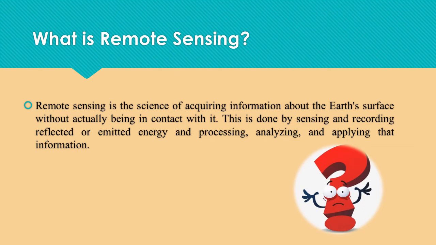What is remote sensing? Remote sensing is the science of acquiring information about Earth's surface without actually being in contact with it. And how is this done? This is done usually by sensing and recording reflected or emitted energy and then processing, analyzing, and applying that information in order to reveal new information or in order to assist in solving a particular problem.